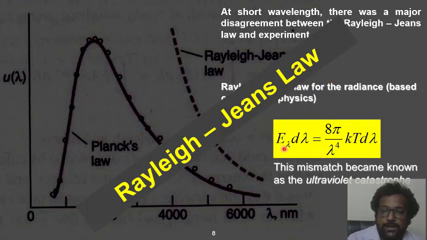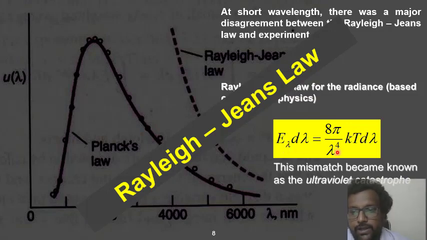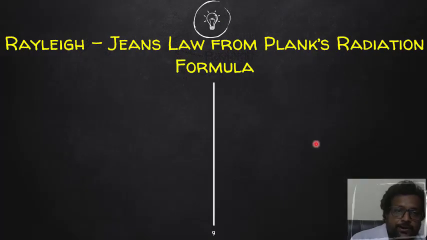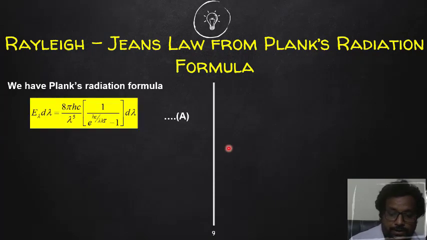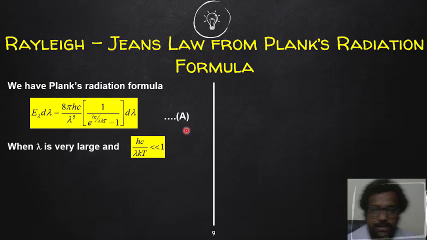The equation of the Rayleigh-Jeans law is E lambda d lambda is equal to 8 pi kT by lambda to the power 4 d lambda. Let's find out how we can derive this one using the Planck radiation formula. Again, we have Planck's formula for wavelength, E lambda d lambda is equal to 8 pi hc by lambda to the power 5 times 1 by e to the power hc by lambda kT minus 1, d lambda. Let's again label it as 1.